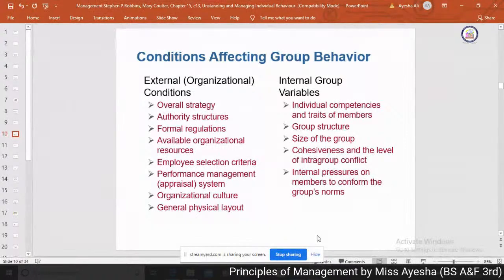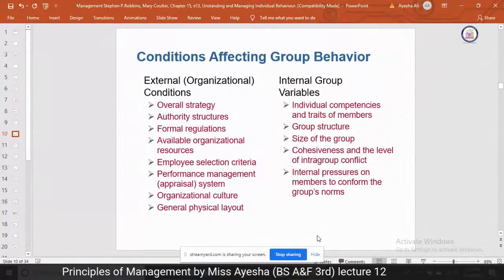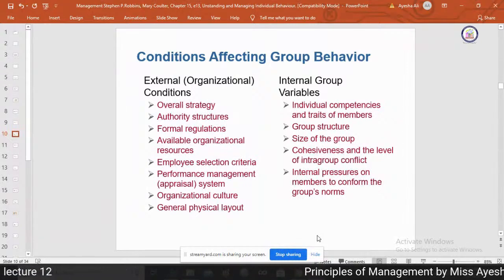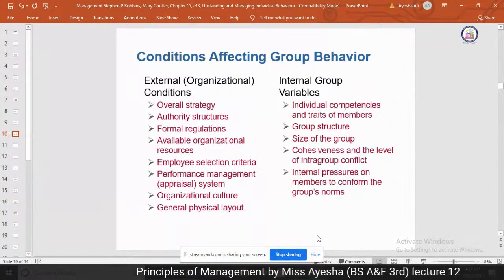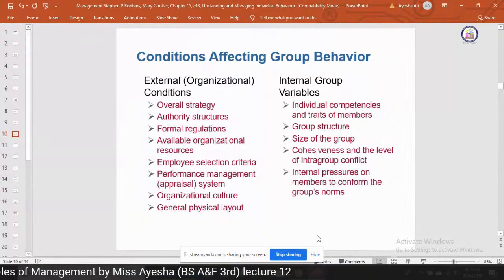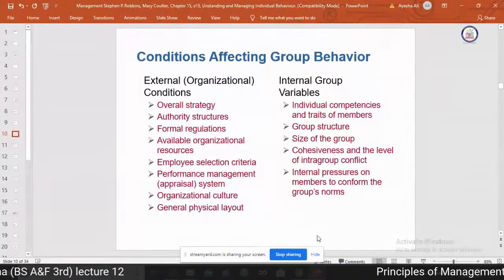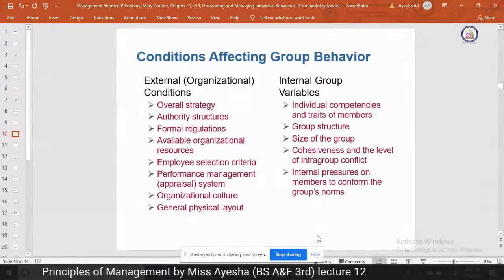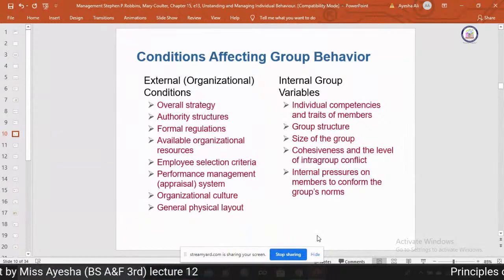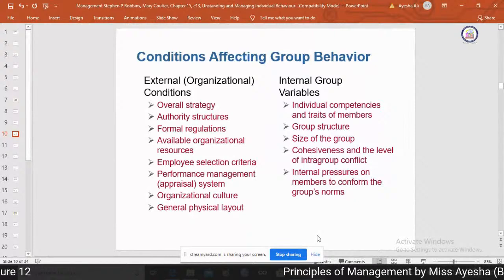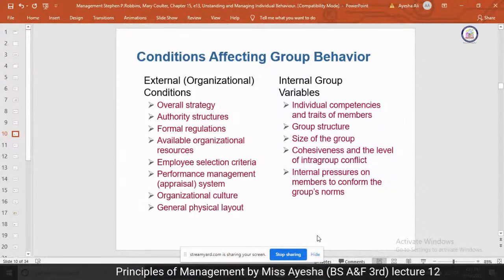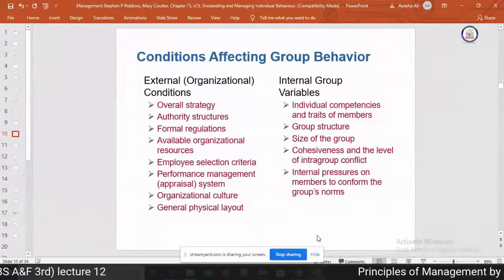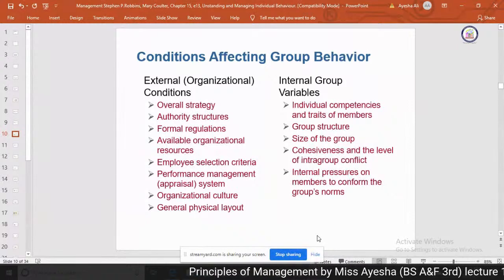An internal group variable is basically the individual competency and strengths of members. Everyone has some strengths and weaknesses. Basically, the strength is an opportunity for the organization. If an individual is very creative, then from his or her creative mind, the organization takes benefit. And if the individual has a lot of experience and is highly skilled in coping with unusual and weird situations, they have good decision power. So this is also a competency and advantage for the organization.